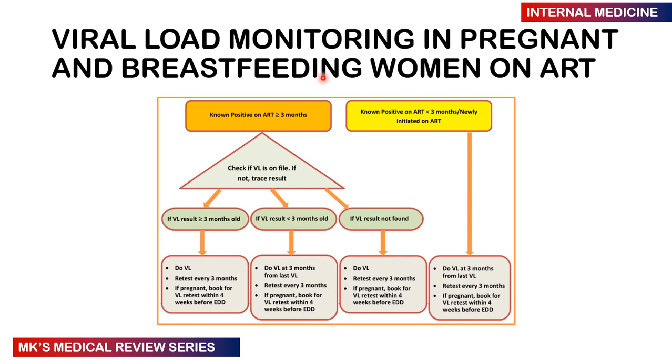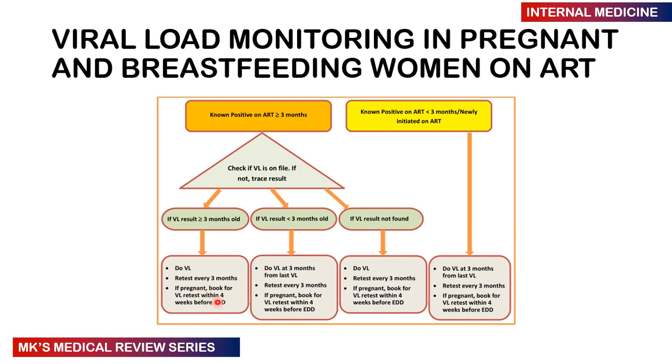So if they are a known positive patient on ART for greater than 3 months, then we check the viral load if the viral load is on the file. If not, we trace the results. If the viral load result was greater than 3 months old, we do another viral load and we retest every 3 months. Remember, pregnant women are tested every 3 months. Then if pregnant, we book them for viral load retesting within 4 weeks before the expected date of delivery.